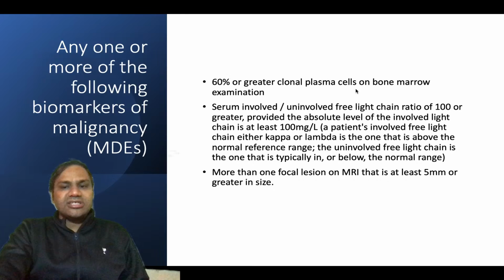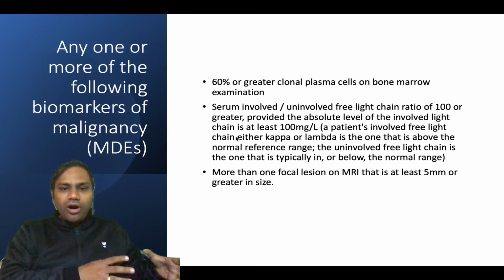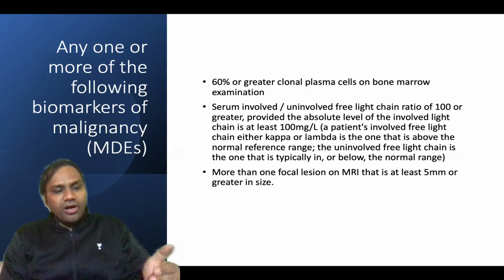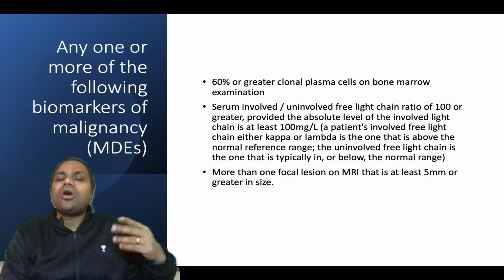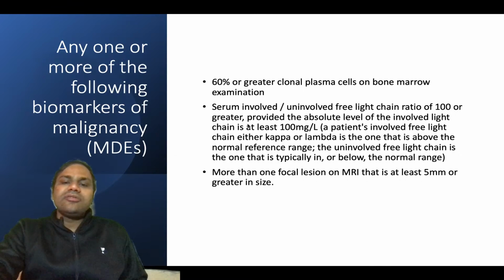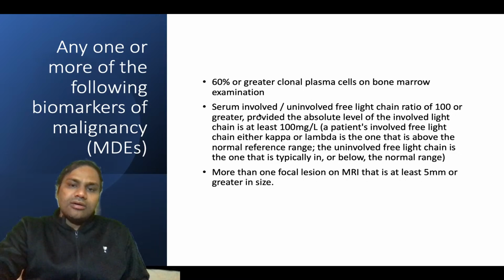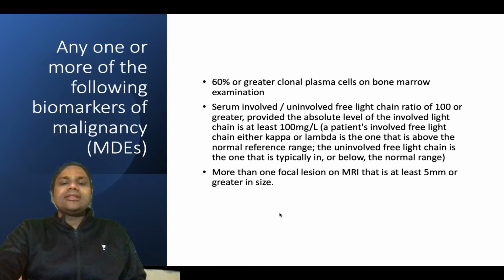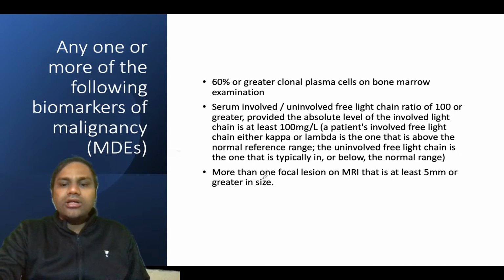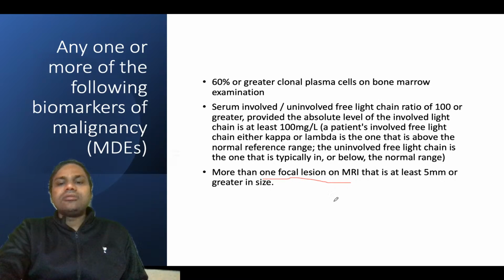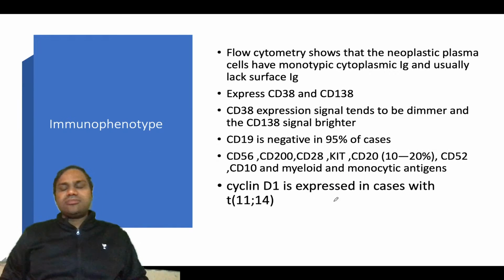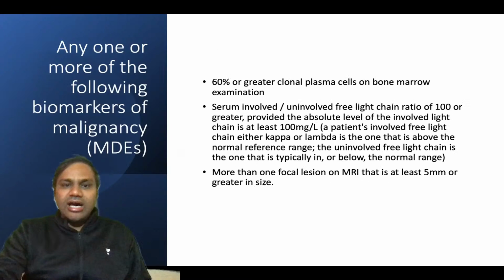The myeloma defining events are: 60% or greater clonal plasma cells on bone marrow examination; a serum involved to uninvolved free light chain ratio of 100 or more, meaning the involved free light chains are much higher than the uninvolved; and more than one focal lesion on MRI, at least 5 mm or greater in size. Then you say this is an MDE. These are biomarkers of malignancy, and so they are known as myeloma defining events.